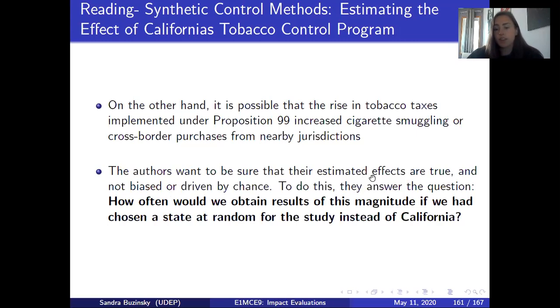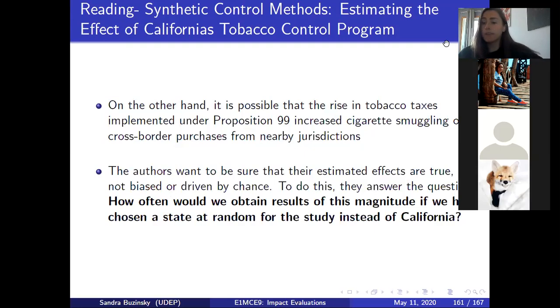So the authors want to be sure that these estimated effects are true. They want causality, right? And so they want their estimates not to be driven by chance. To do this, they're doing some sort of falsification test to answer the question: how often would they be able to obtain results of this magnitude if they'd chosen a state at random for the study instead of California? So this is a placebo test. That's what they call it. We've talked about placebo tests for difference in differences, but this is one for a synthetic control.